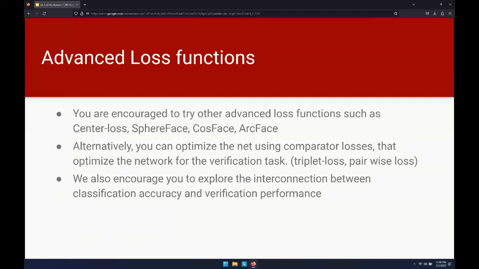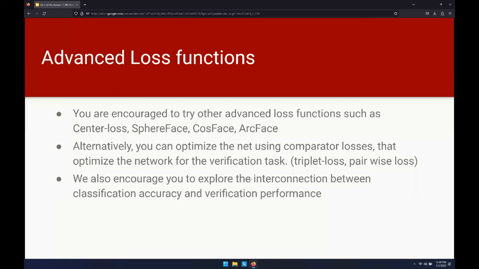So a few loss functions that you can try out are center loss, SphereFace, and CosFace. These are papers which are available on arXiv. A few of these approaches were developed here at CMU itself, so feel free to talk to Professor Bhiksha about it because he's an author on one of these papers.